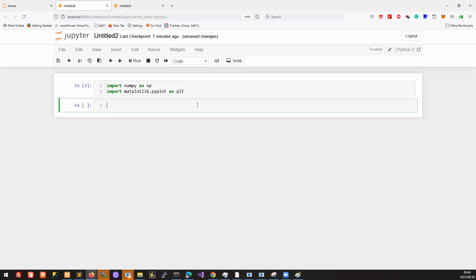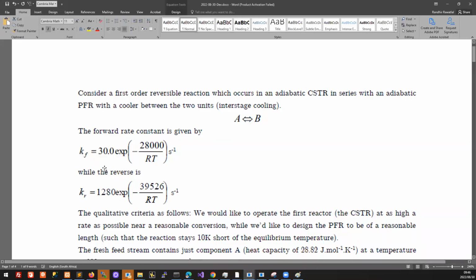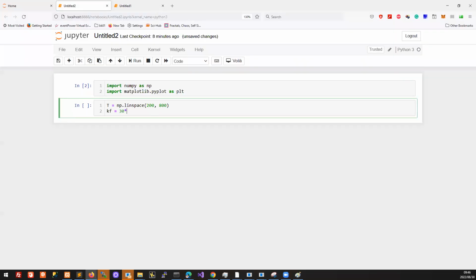Let's look at temperatures in the range 200 to 800 Kelvin, right? Typical reactor temperatures. And we want to determine K1 or KF. So in the question, we've defined the forward rate constant. It's 30 times e to the minus 28,000 divided by R divided by T. And let's define the universal gas constant, 8.314.